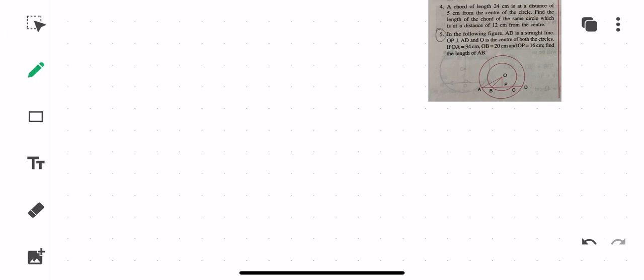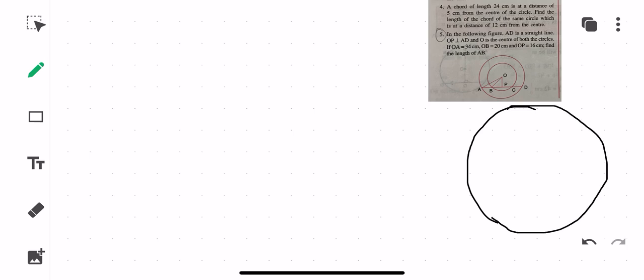Question number 4 says what? A chord of length 24 centimeter is at a distance of 5 centimeter from the center of the circle. Find the length of the chord of the same circle which is at a distance of 12 centimeter from the center. So this is an important question, children. Here the figure will be like this, children. Suppose this is my circle.